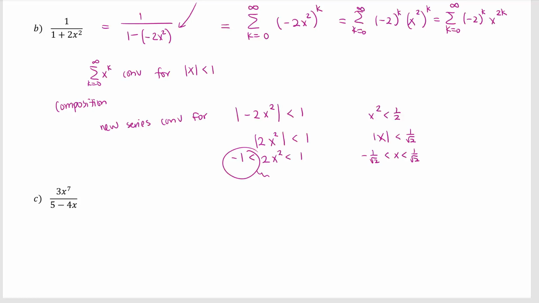You can think about when you take the square root of x squared, it's like absolute value of x less than the square root of 1/2. That means x is lying between 1/√2 and -1/√2. Okay, so that is our interval of convergence. It's -1/√2 and 1/√2. So far, so good, everybody?